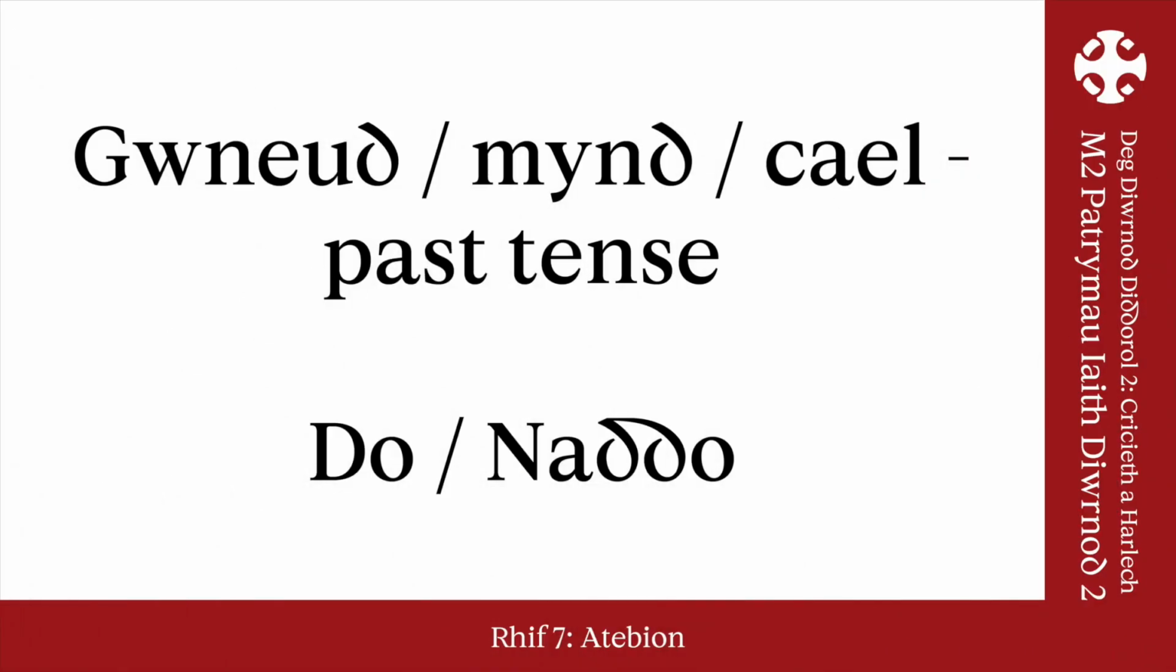If the question uses gwneud or mynd in the past tense, then you use do or naddo. For example, est ti i'r castell? Do, mi es i i'r castell. Naddo, es i ddim i'r castell. Aethoch chi i'r abaty? Do, mi es i i'r abaty. Naddo, es i ddim i'r abaty.